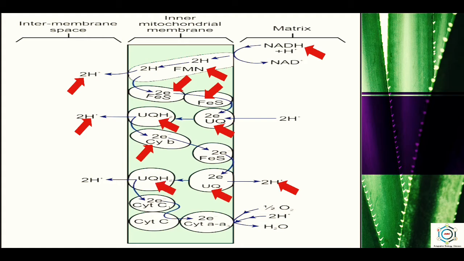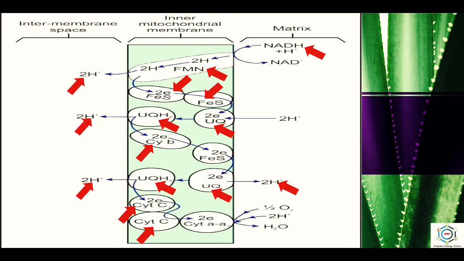The reduced ubiquinone, that is ubiquinone H2, transfers its electron to cytochrome C1. At this stage, a third pair of hydrogen is transported outwardly. Reduced cytochrome C1 then reduces cytochrome C by transferring its electron.